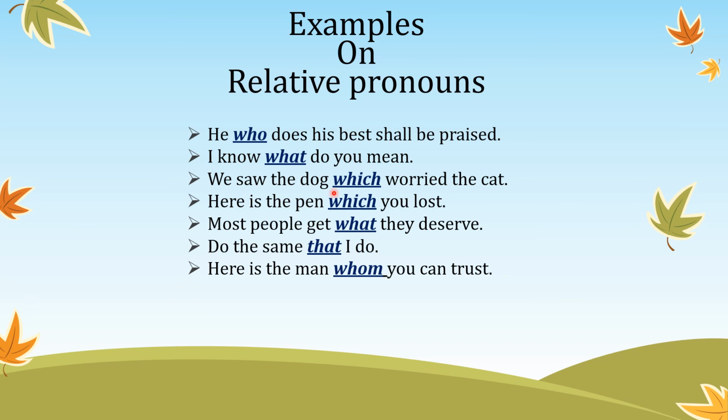We saw the dog, again an animal, so I use the pronoun which. Here is the pen. Again, animal or a thing I said. So the pen is the thing over here which is focused on. So I used which. Most people get what they deserve. Do the same that I do. Here is the man whom you can trust. So these were the examples which you can revise once you get the concept cleared about relative pronouns.